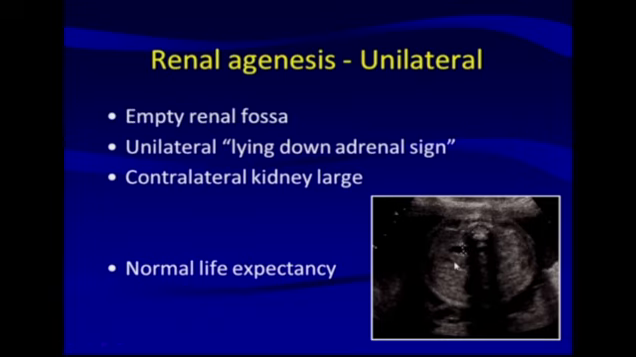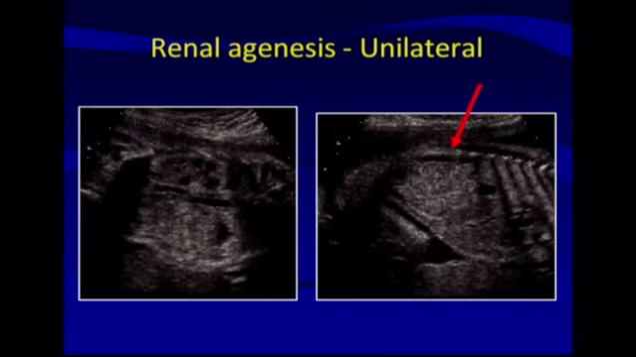You can confirm this with a lying down adrenal sign in the empty renal fossa, and sometimes the contralateral kidney will be large as it compensates for the absence of the other kidney. And we can see here a normal kidney on one side, on the other side the lying down adrenal sign. No kidney was seen in the pelvis. This was unilateral renal agenesis.